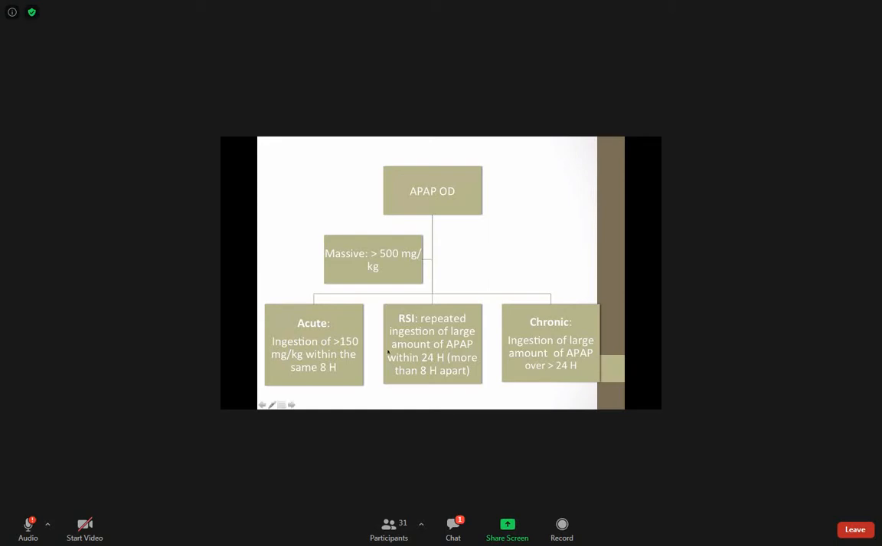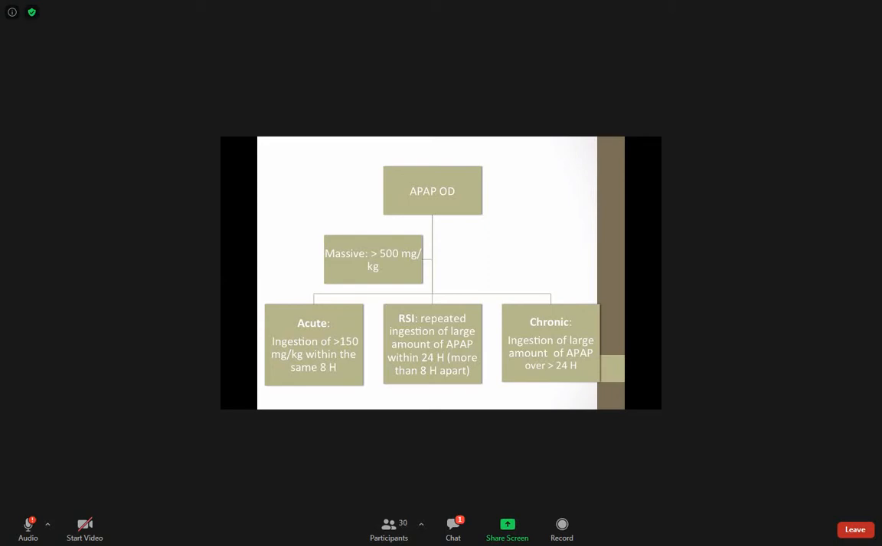But most of the time, we see patients who took an overdose which is not huge, but anything more than 150 milligram per kilogram is an overdose, okay? In pediatrics, sometimes we say 200 milligram per kilogram, but I want you to remember 150 because it's easy. The toxicity from acetaminophen starts at 150 milligram per kilogram. The toxicity from aspirin starts at 150 milligram per kilogram. So that's why it's easier to remember.